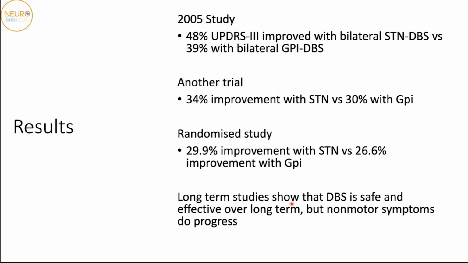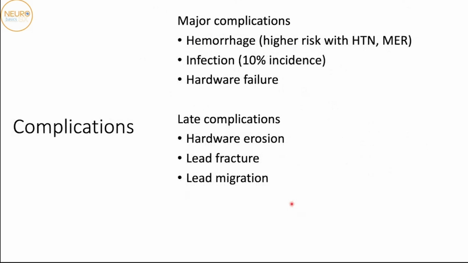Long-term studies have shown that DBS is safe and effective over the long term, but the non-motor symptoms do continue to progress with DBS. So ultimately, patients are going to continue to have problems. There are also sometimes complications that can arise with DBS. The major complications include hemorrhage, and there's a higher risk of hemorrhage for patients who have hypertension, and if you use microelectrode recording leads. There's also a 10% risk of infection, and the hardware might fail. Later on, over time, there can be hardware erosion, lead fracture, or lead migration.